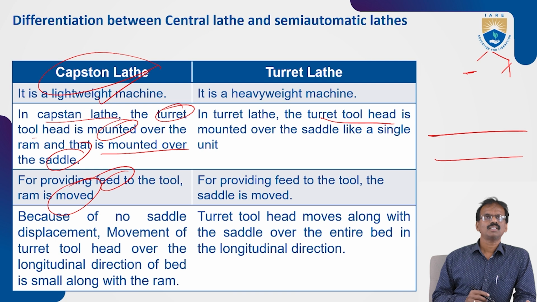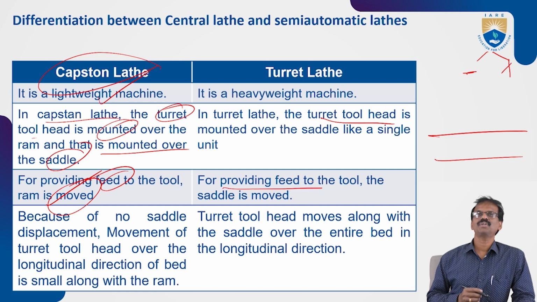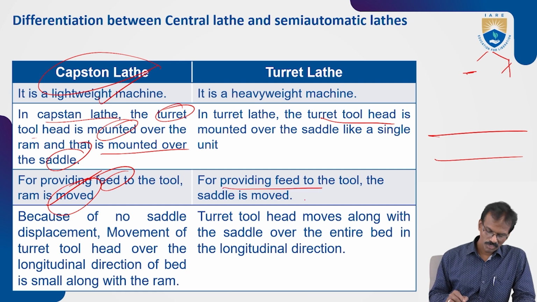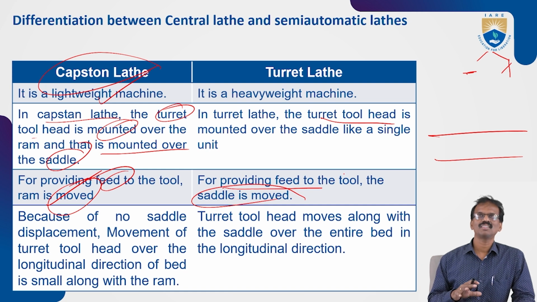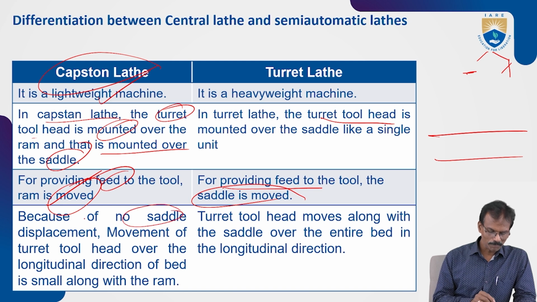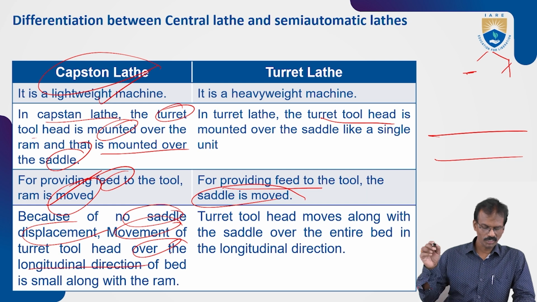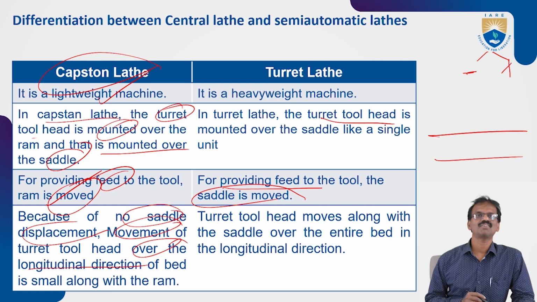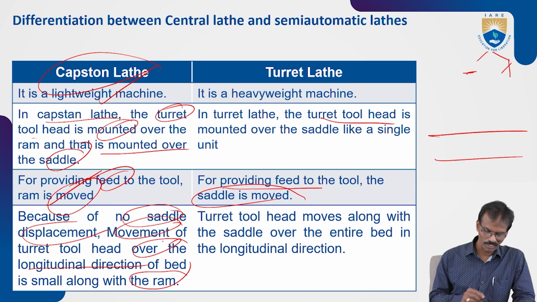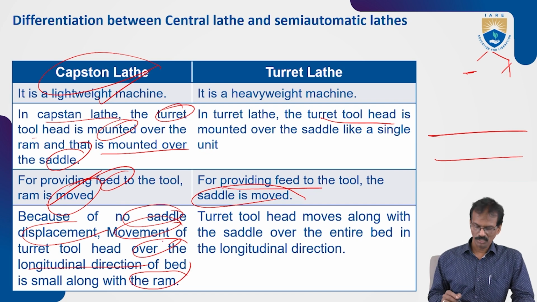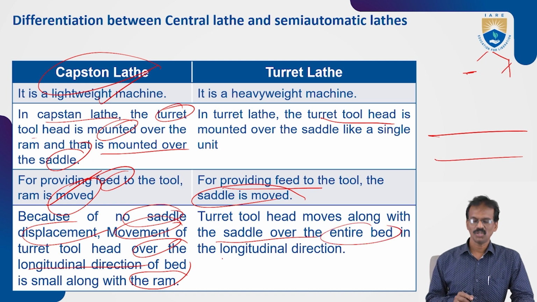For providing the feed to the tool in the capstan lathe, the ram is moved. In the turret lathe, we use the saddle, because the turret head is directly mounted on the saddle. Because of no saddle displacement, the movement of the turret head in the longitudinal direction is small along with the ram. That is very important. But in the turret lathe, it moves along the saddle over the entire bed in the longitudinal direction.